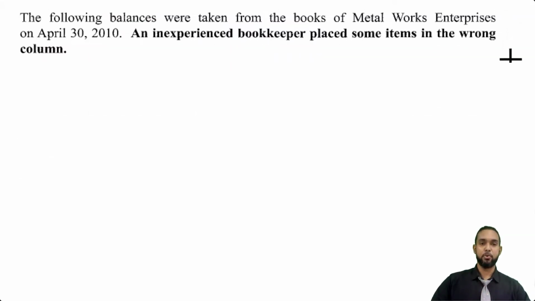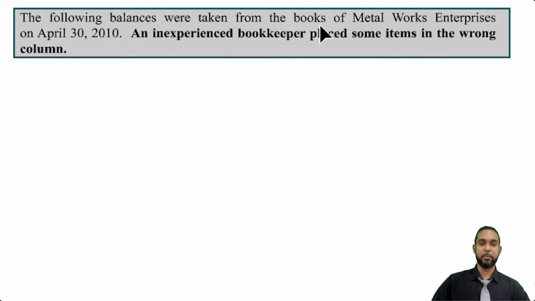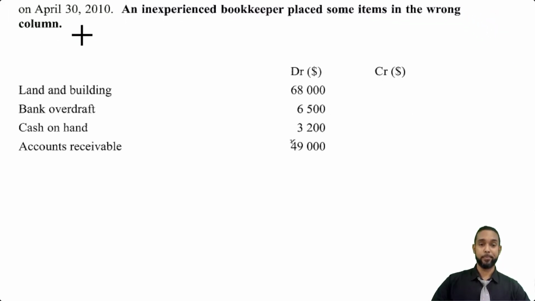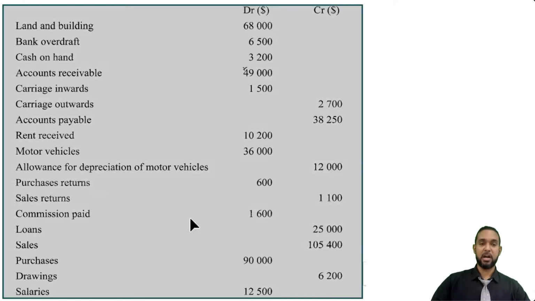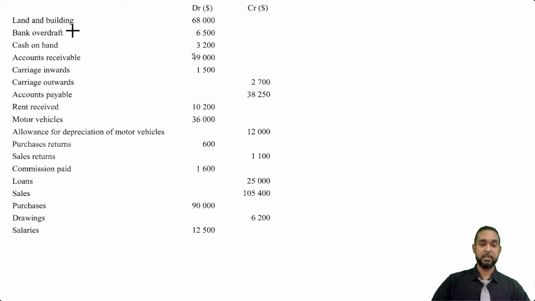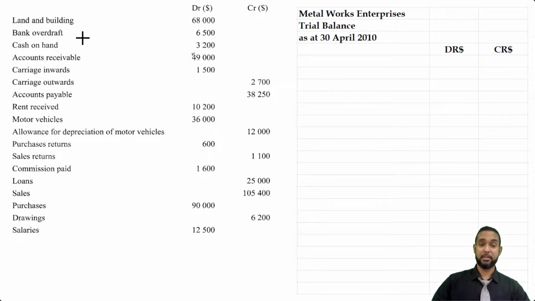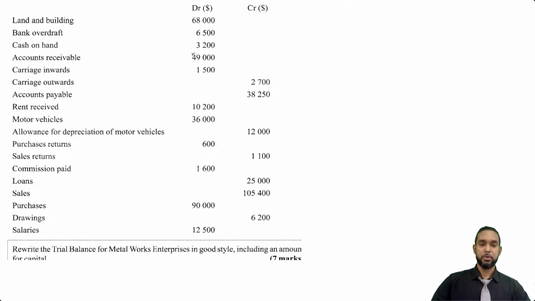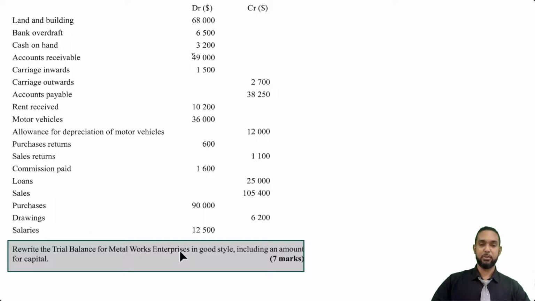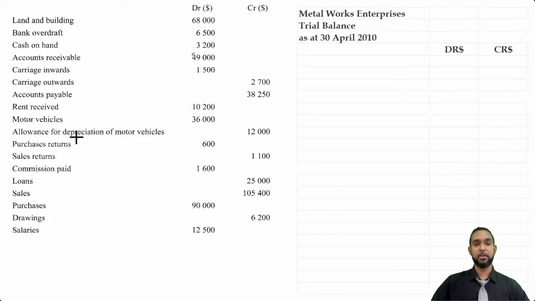Okay. So part B reads, the following balances were taken from the books of Metalworks Enterprises on April 30th, 2010. An inexperienced bookkeeper placed some items in the wrong column. Okay, so here's our trial balance. Now, rather than go through all of these items, I'm going to pull up the trial balance on the other side. And as we go through the items, we're going to put them in the column one time. Now, just so you know, the instruction says to rewrite the trial balance for Metalworks Enterprises in good style, including an amount for capital. Okay, so we're going to go through these one by one.